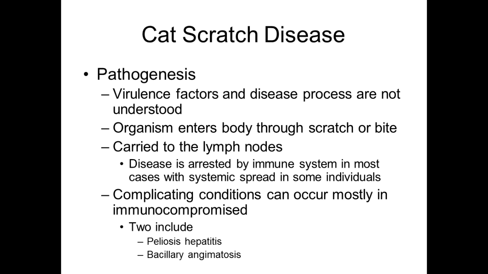Some additional complications that can happen if it spreads system-wide is that you can have cysts that form in the liver. So this is peliosis hepatis. And bacillary angiomatosis, oh, that was a tongue twister one, is where the bacteria will be growing in the skin and it'll cause formation of blood vessels in that area. Really weird complication that can happen.